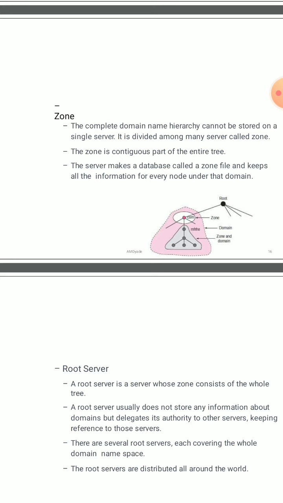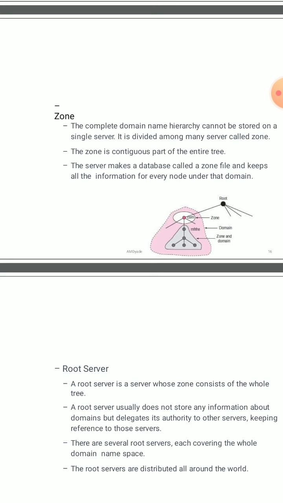The complete domain name hierarchy cannot be stored on a single server. So it is divided among many servers, called zones. The zone is a continuous part of the entire tree. The server makes a database called a zone file and keeps all information for every node under that domain.